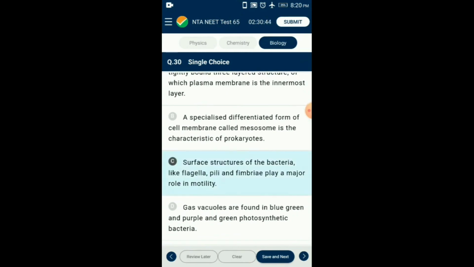Surface structures of bacteria like flagella, pili and fimbriae play a major role in motility.